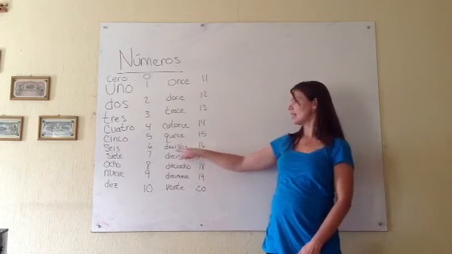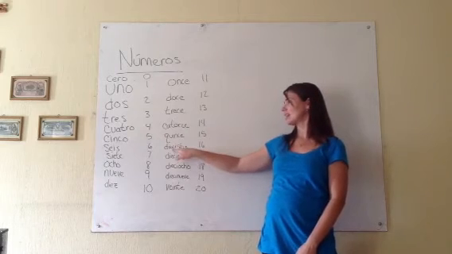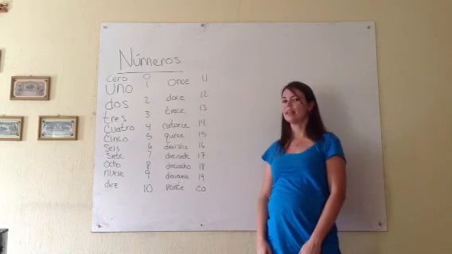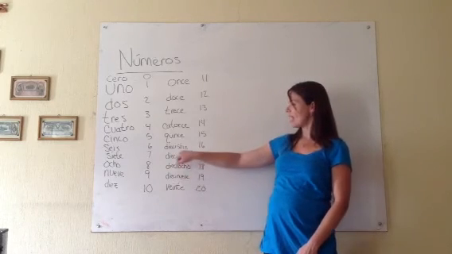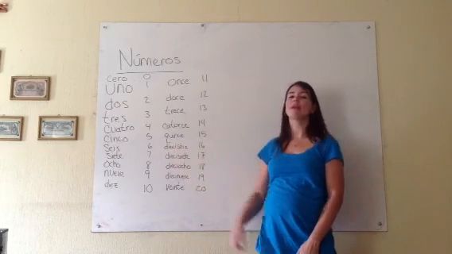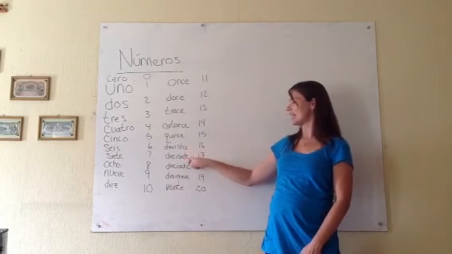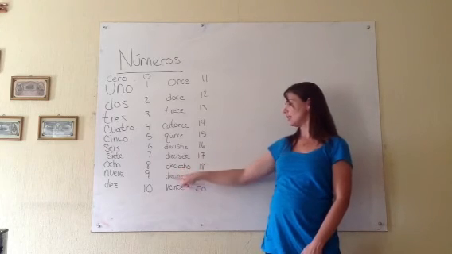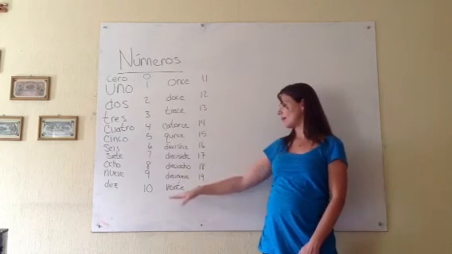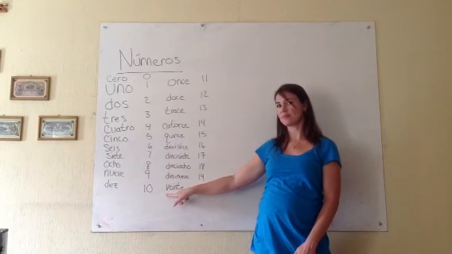You'll notice that when you put the y in the middle to make it like "and," the z changes to a c. But for pronunciation purposes, it sounds the same. Be careful to pronounce the y in the middle as an i. 10 y 6, 10 y 7, 10 y 8, 10 y 9. 20 is a b sound and not a v.